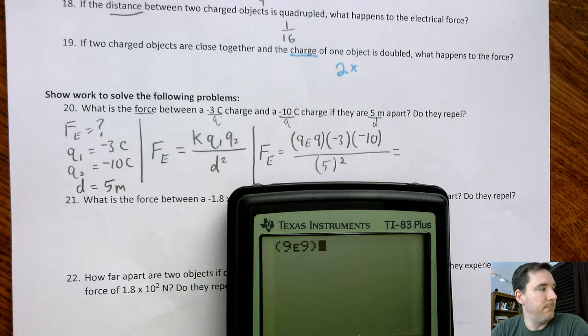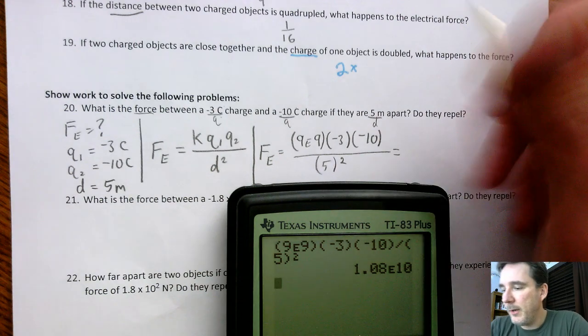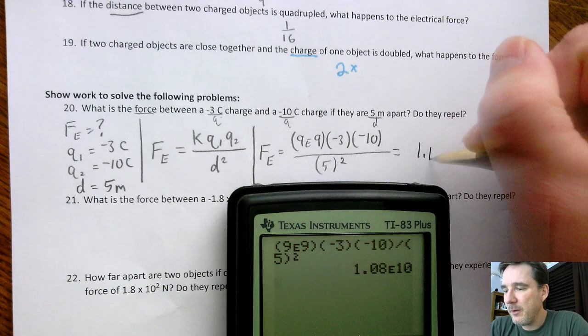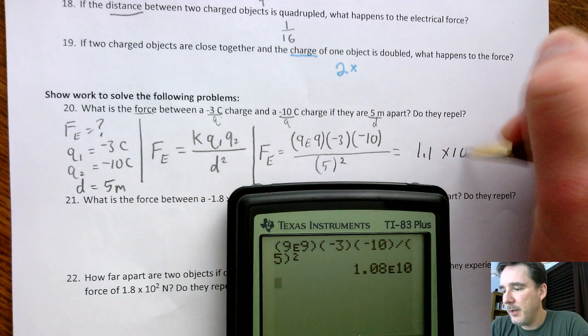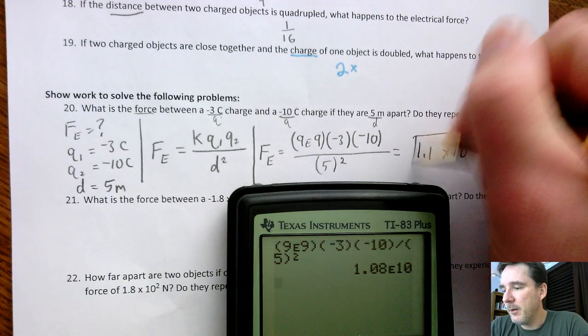So I'm going to do that almost exactly like I wrote it down. 9E9, parenthesis, -3 times -10, and divided by 5. I could put 25, but I'm just going to put it in there just like I wrote it down. Assuming I did that correctly, I'm going to double check to make sure it looks good. I should have 3 on top and 1 on the bottom. So my answer is 1 point, you could write 0.08, but I'm just going to round it, times 10 to the 10th newtons. And it's a positive number.